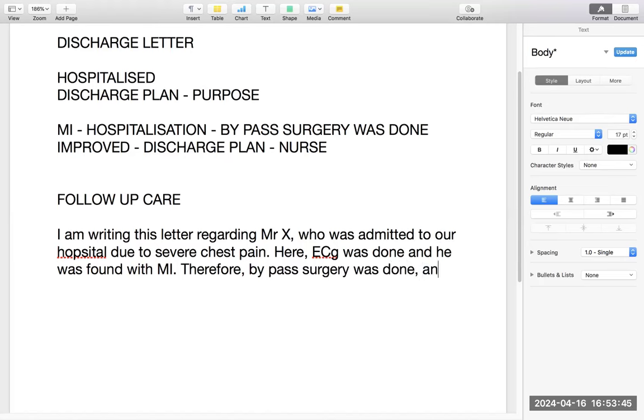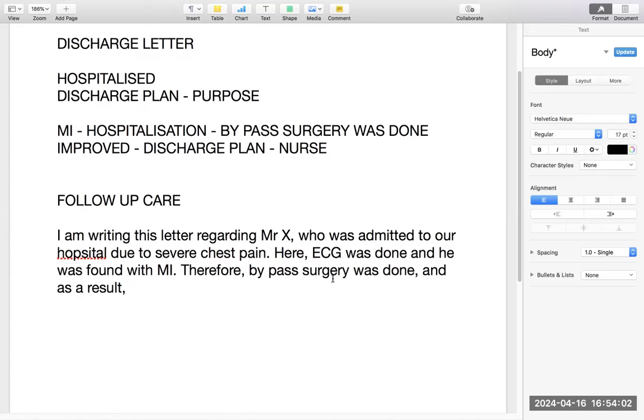And now again, a special line. And as a result, this is also a very special word. Today, what I am teaching you is how to use connectors, how to make a story in the first paragraph. So I'm writing this letter regarding Mr. X, who was admitted to our hospital due to severe chest pain. Here, ECG was done. So you follow the sequence: symptom, investigation, diagnosis, treatment. And as a result, his condition has improved. That is again the second thing you write. Then you say his condition has improved, connector, so he is being discharged.